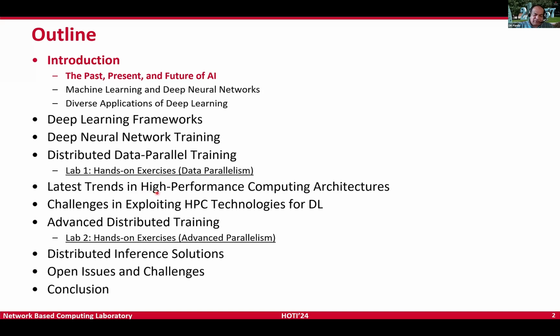And then we'll bring in the latest trends in HPC architecture, the very latest on high-performance interconnects, and try to see how these fields are being fused together in current and upcoming systems. And then we'll go into some advanced distributed training: model parallelism, spatial parallelism, and other parallelism, and we'll take a look at some of the numbers. And then we'll come back to inference.